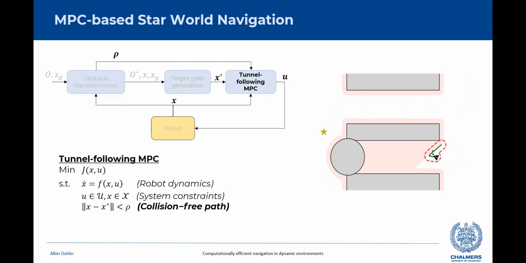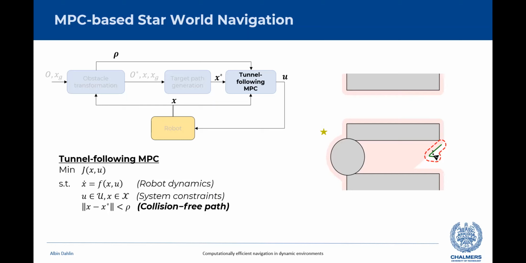So when we have this target path, we solve an MPC problem to compute a valid control input sequence, resulting in a smooth robot path, which follows the target sufficiently close. And here, instead of including the obstacles in the optimization problem, we simply need a constraint on the tracking error. This ensures a collision-free movement since the target path is at closest at the distance rho from any obstacle.